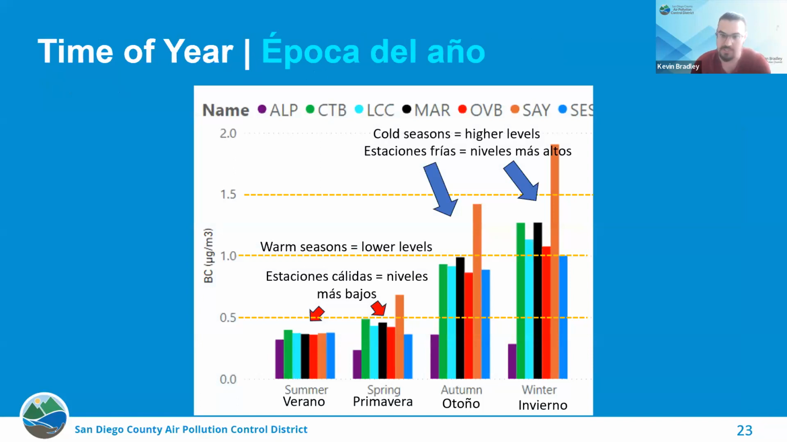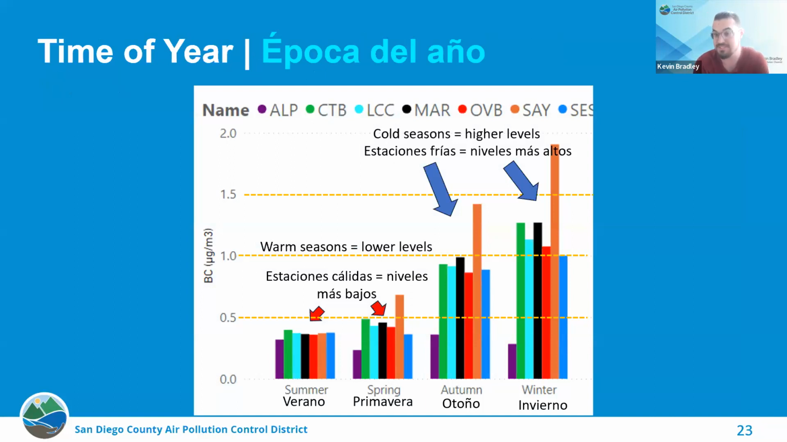Okay, this one's kind of busy, I admit. Again, I want to point out two things off the bat. One, San Ysidro is the orange bar. And again, we see that it tends to be a little bit higher than the rest of the sites. The other thing is that the higher the bar is, the higher the black carbon levels are, hence the higher the diesel particulate matter levels are.